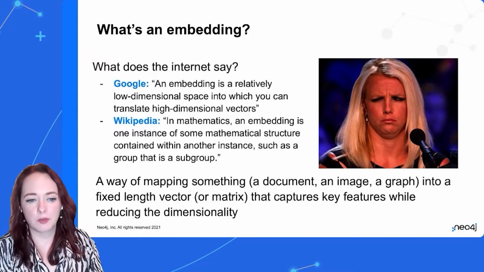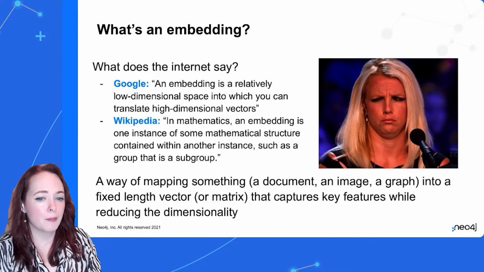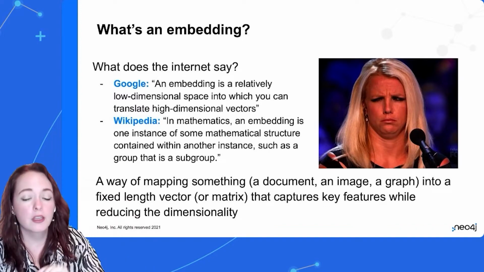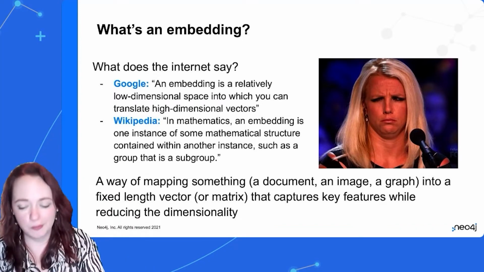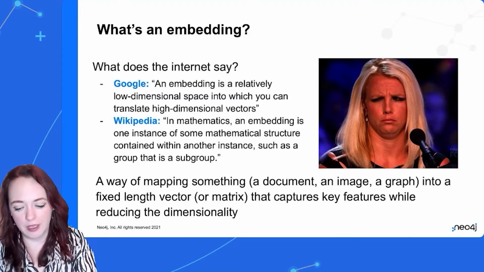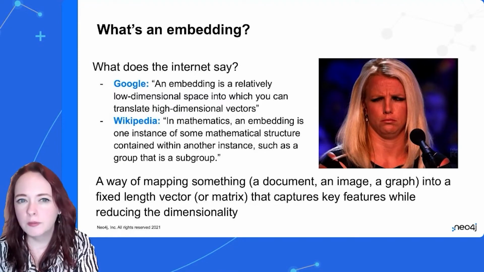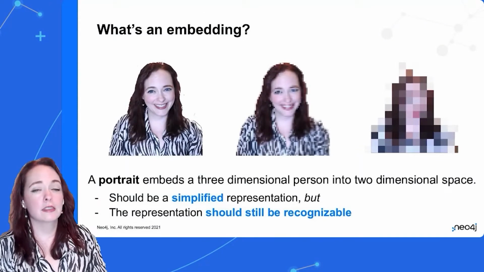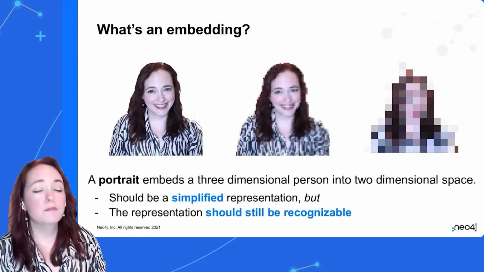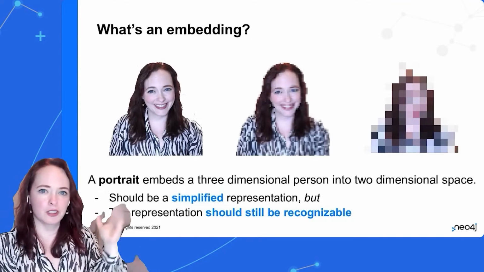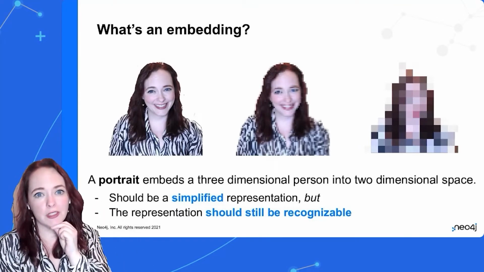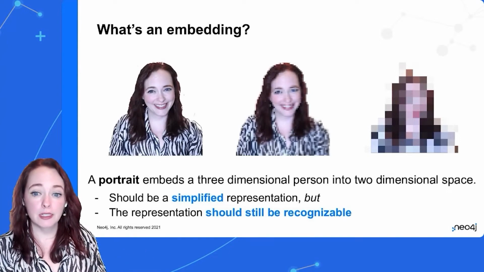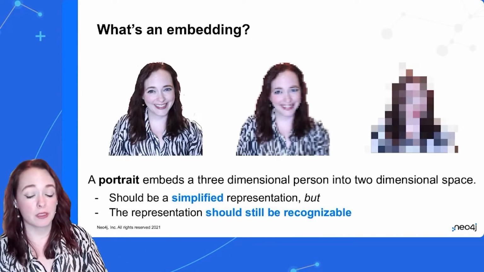So let's think of it this way. An embedding is a way of mapping something complicated, so a document, an image, a graph, into something simpler. Maybe a simpler way of thinking about it is, how do you embed a person? So what's an embedding? You can think of it as, I'm me. I could embed myself, three-dimensional, moving, talking me, into 2 dimensions in a portrait. And a portrait embeds me into a 2-dimensional representation.